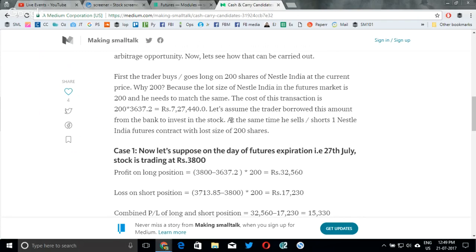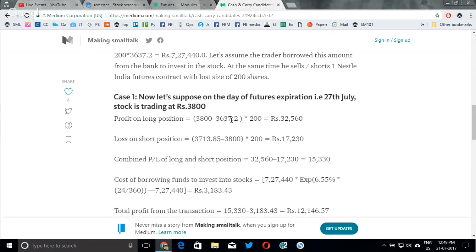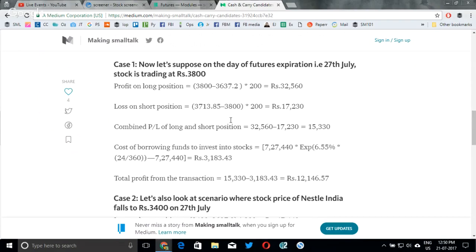So a trader who's trying to put a cash and carry arbitrage trade on Nestle on 3rd of July is basically doing three things. He's going to the bank and borrowing some money to invest in the stock. That is the first thing. Second, he is opening a long position in the stocks where the quantity is equal to the lot size of the future contract. And the third thing is that he is opening a short position in the future contract. Now let's see what happens at the expiry if the trader is putting all these trades.